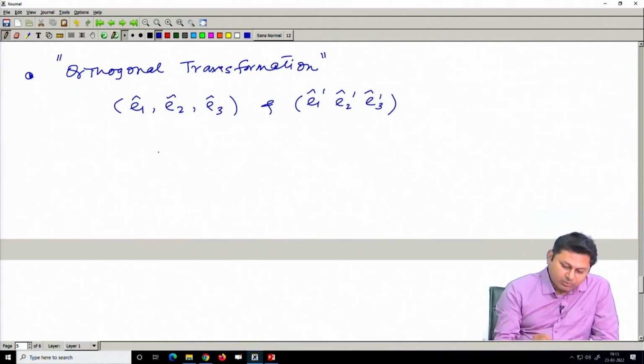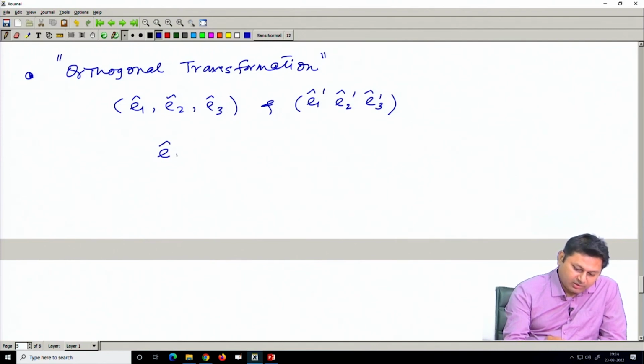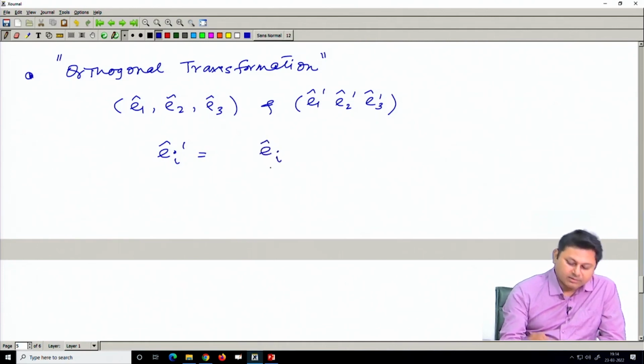So, the way we did in the previous case, if I generalize, E1 prime can be figured out from the E1 set of this, but I need to have a matrix here.